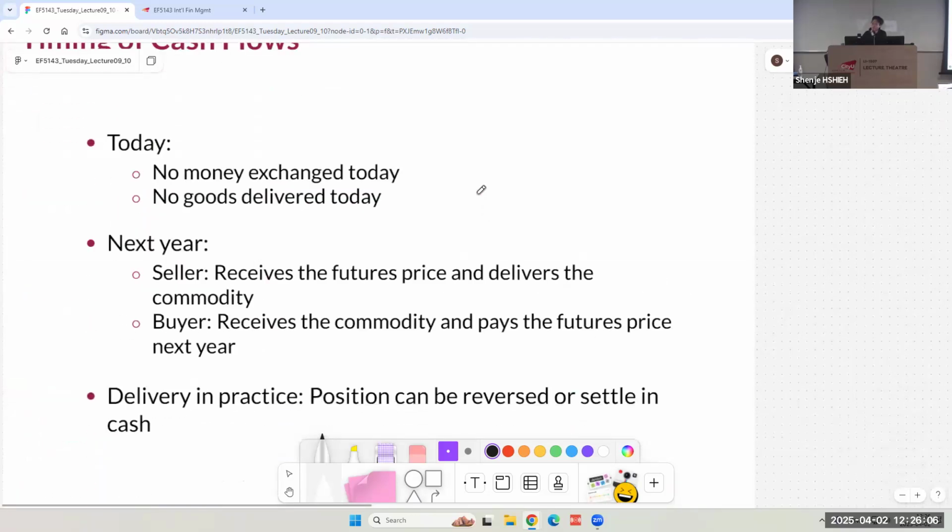So today, no money is exchanged, no goods delivered. Both parties agree that they believe both sides will yield the same return on average, whether you deliver it or you don't deliver it. It doesn't matter, it's still worth the same. At settlement, in this case next year, the seller receives the future price and delivers the commodity.